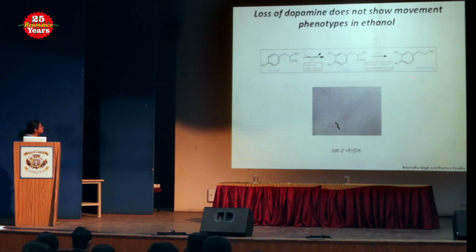So we took a mutant that is required to make dopamine. CAT2 is a tyrosine hydroxylase which converts tyrosine to L-dopa. So if you don't have CAT2, you have very little dopamine in the system. So in the absence of dopamine, how does the worm move? The worm is absolutely fine. It moves around very, very happily in the presence of ethanol. So it looked like what we see is not loss of dopamine.